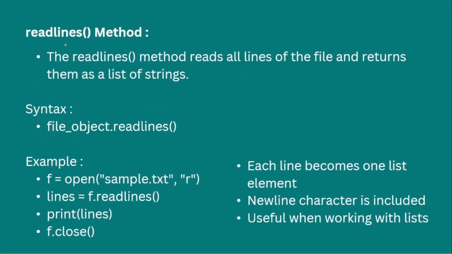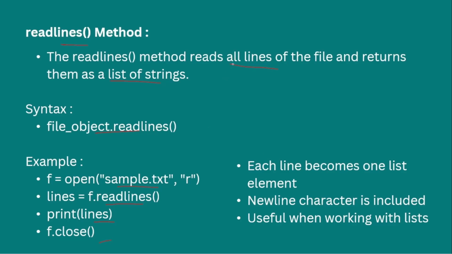Next is the readlines method. The readlines method reads all the lines of the file and returns them as a list of strings. So using readlines also, we read all the lines of the file and a list of strings is returned to us. We have the syntax file object dot readlines. So we say open sample.txt in read mode, f.readlines, print lines, f.close. So each line becomes one list element and the newline character is included, useful when working with lists.